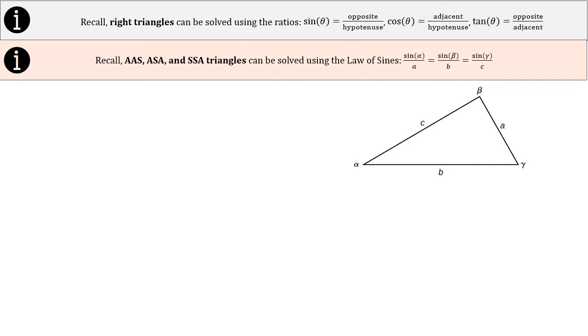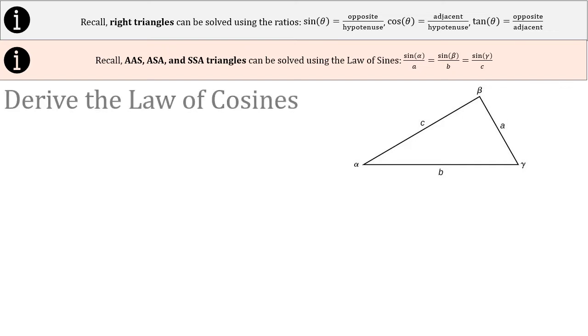That leaves us with two final triangles to solve, the side-angle-side and side-side-side triangles. So what should we do when faced with such a triangle? Well, using what we know about right triangles and the Pythagorean theorem, we can derive the law of cosines, which will allow us to solve these types of triangles.